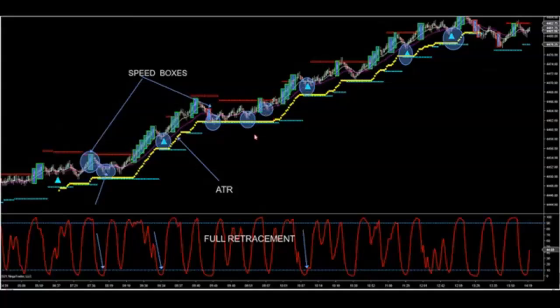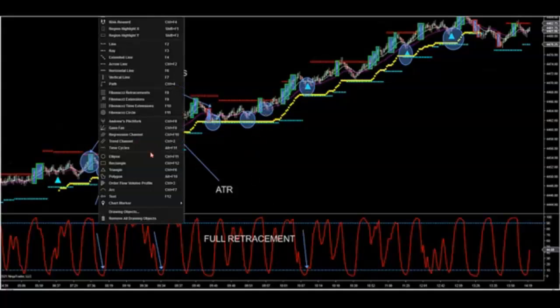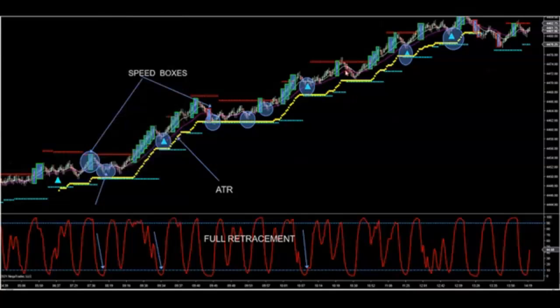The whole idea behind this is that inside of a running ATR, you have multiple opportunities to get long, not just deep pullbacks. On the strategy, you can max out the number of contracts. You can max out the number of contracts when you're inside the running ATR.